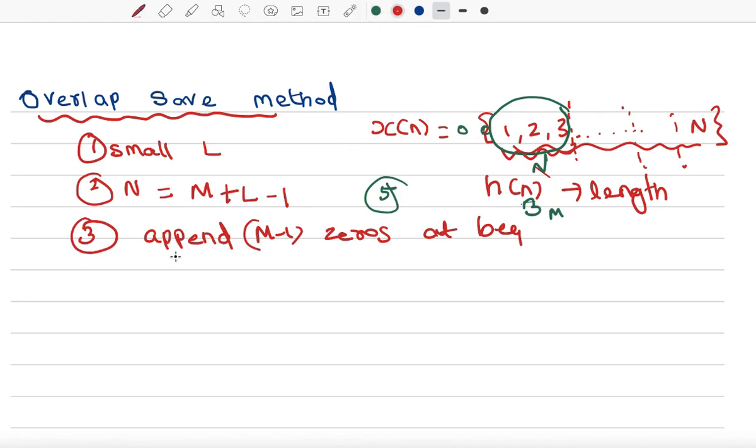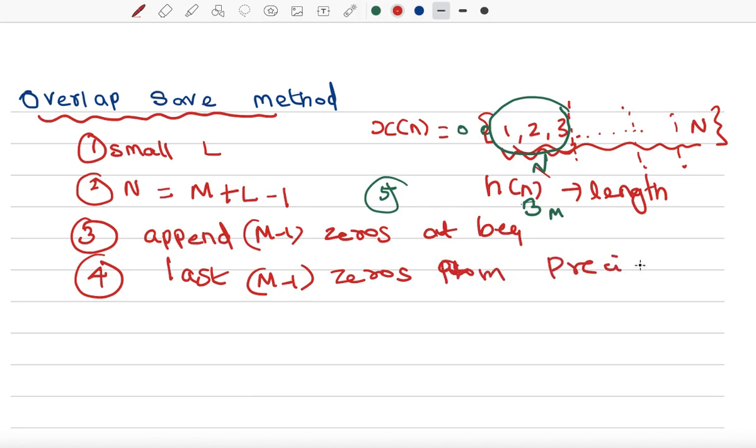The next step, the fourth step: we take the last M minus 1 values from the preceding block to make the length N. What I am trying to say is that when we consider the next sub-block, which also has 3 elements, to make the length N equal to 5 we take the previous M minus 1 values. Then we perform the convolution.